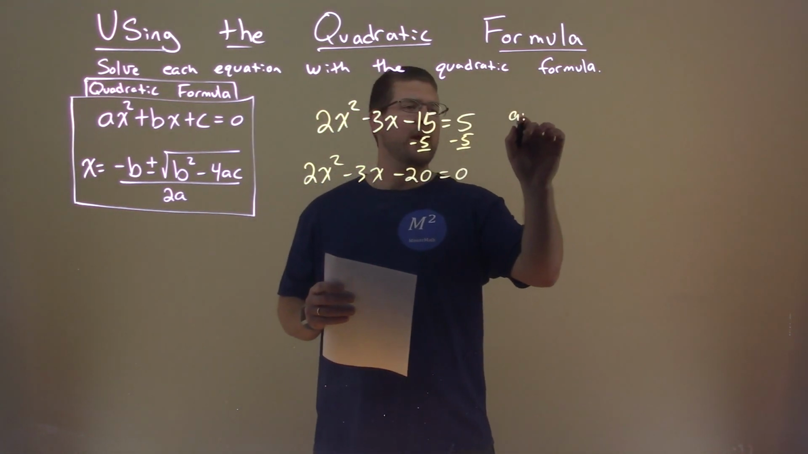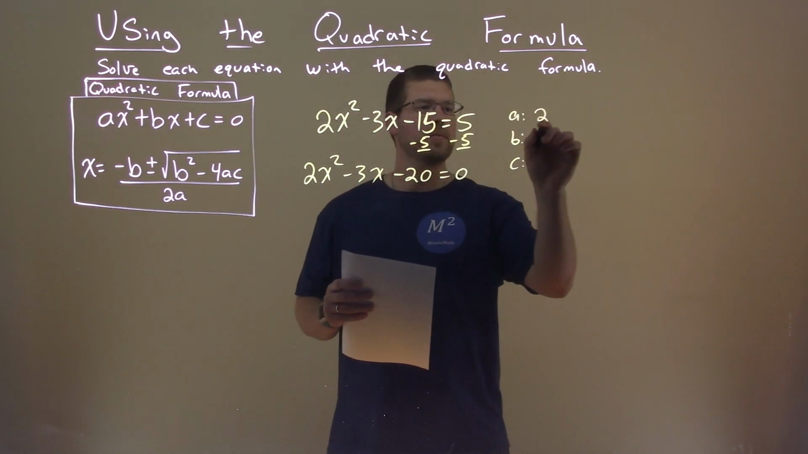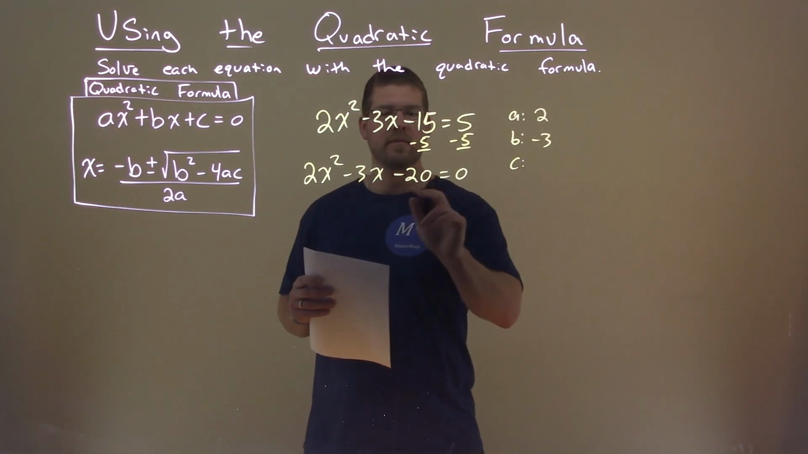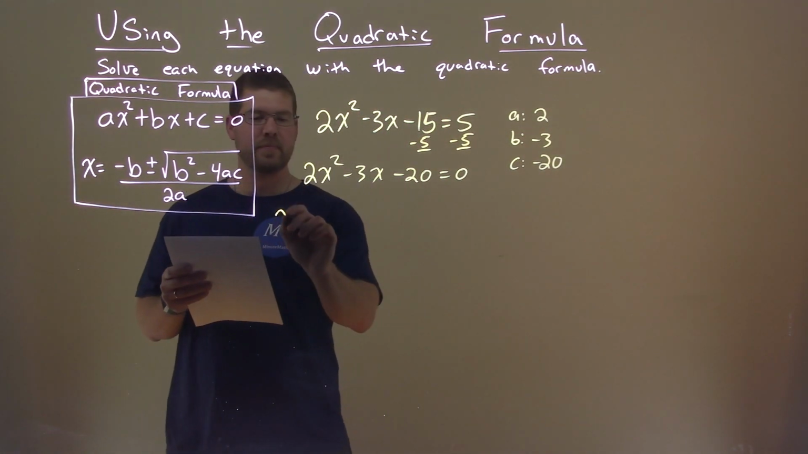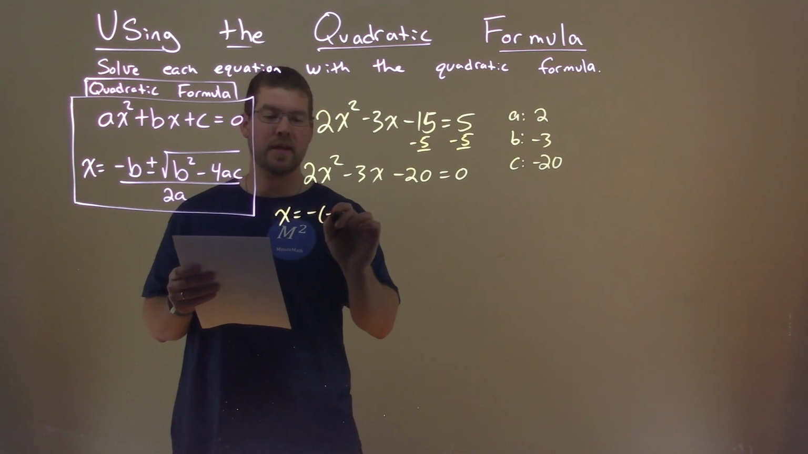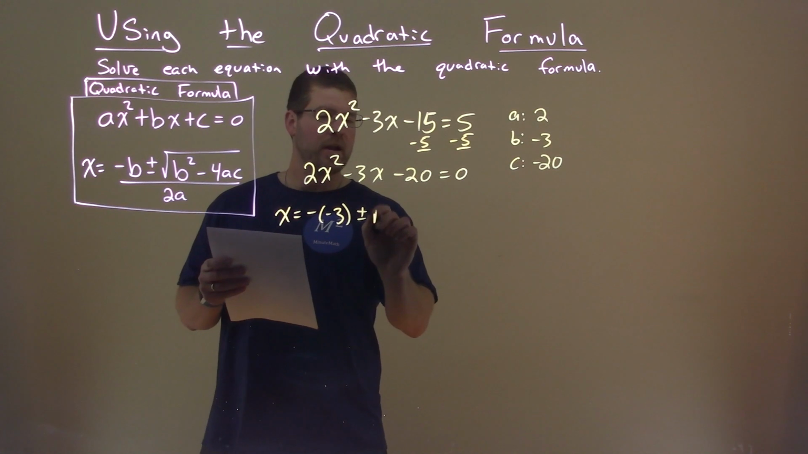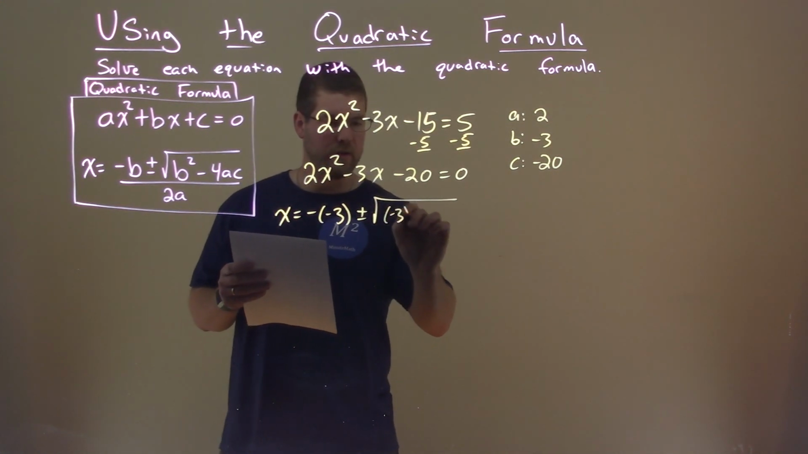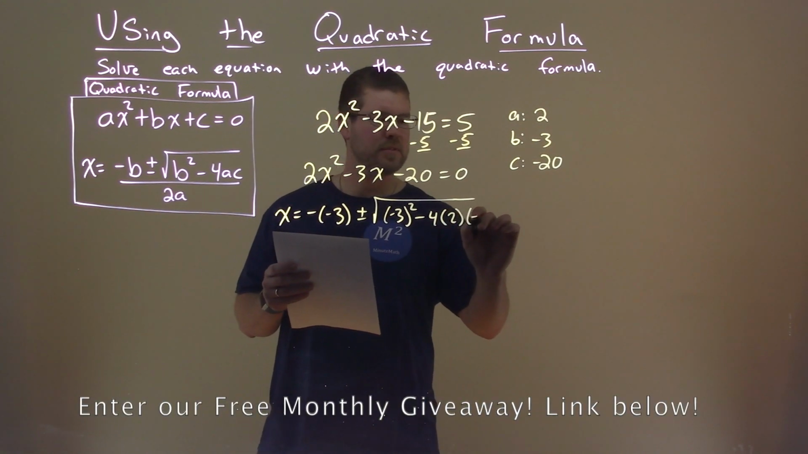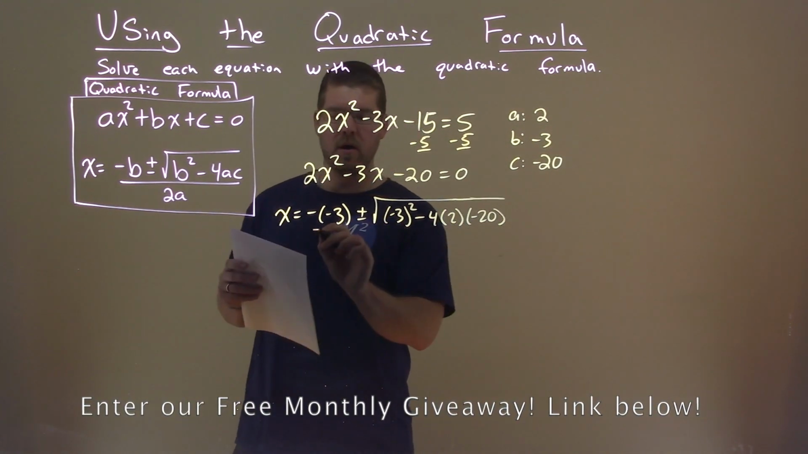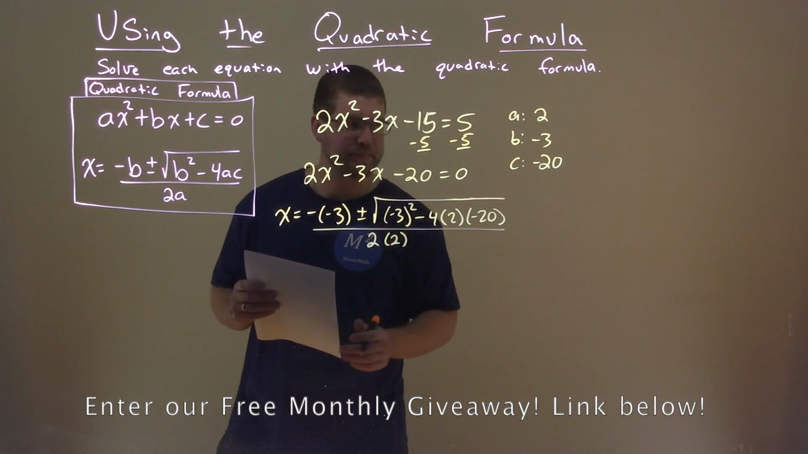We now want to find our a value, our b value, and our c value. The a value is 2, the b value is negative 3, the c value is negative 20, and we can use the quadratic formula here. x equals negative b, or sorry, negative negative 3, b being negative 3, plus or minus the square root of negative 3 squared minus 4 times a, which is 2, times c, which is negative 20, all over 2 times a, which is 2.